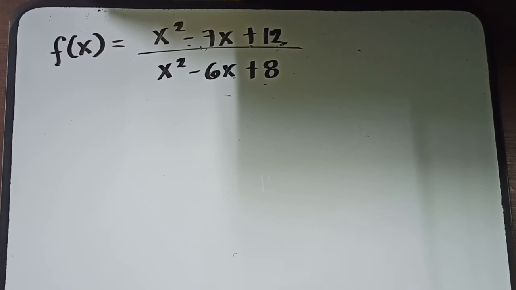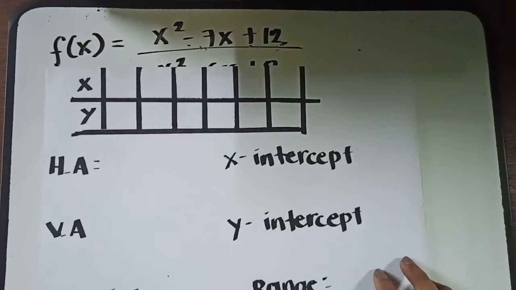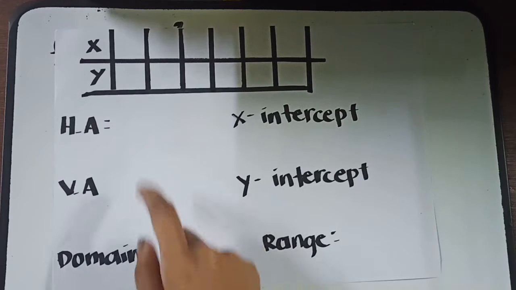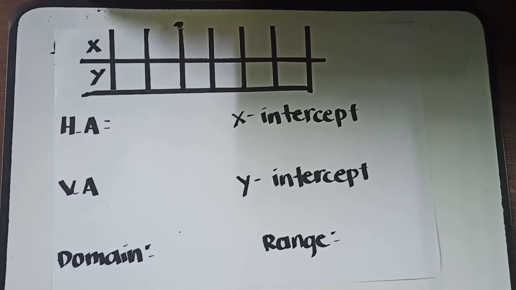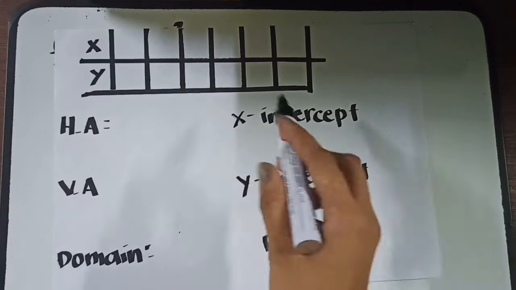So in example number 3, on page number 13, we have f of x is equal to x squared minus 7x plus 12 over x squared minus 6x plus 8. Okay, so the first thing that you need to do is to find the horizontal asymptote. Ito yung mga bagay na kailangan nating hanapin: horizontal asymptote, vertical asymptote, the x intercept, the y intercept, the domain, the range, and the table of values para maiplot natin siya sa Cartesian coordinate plane.